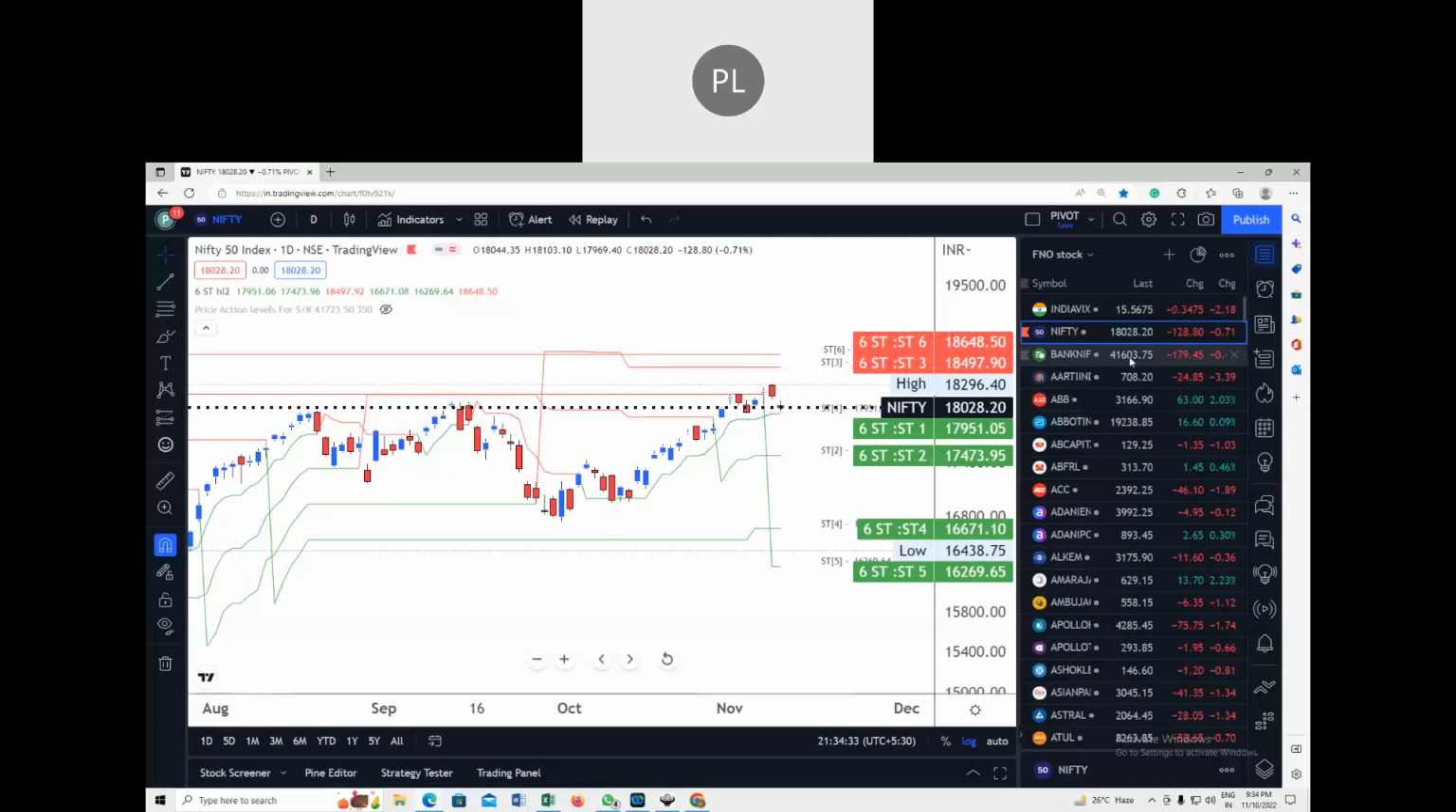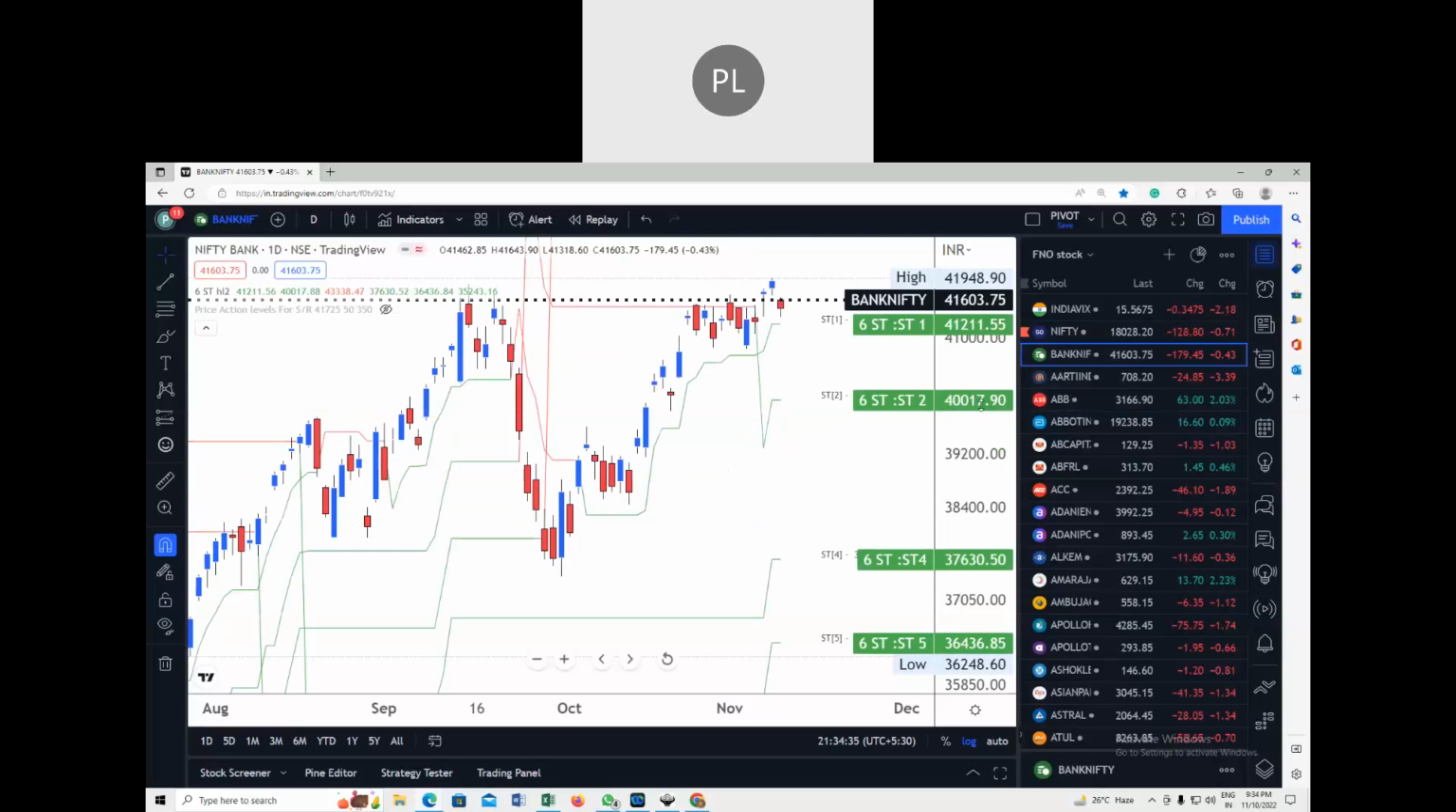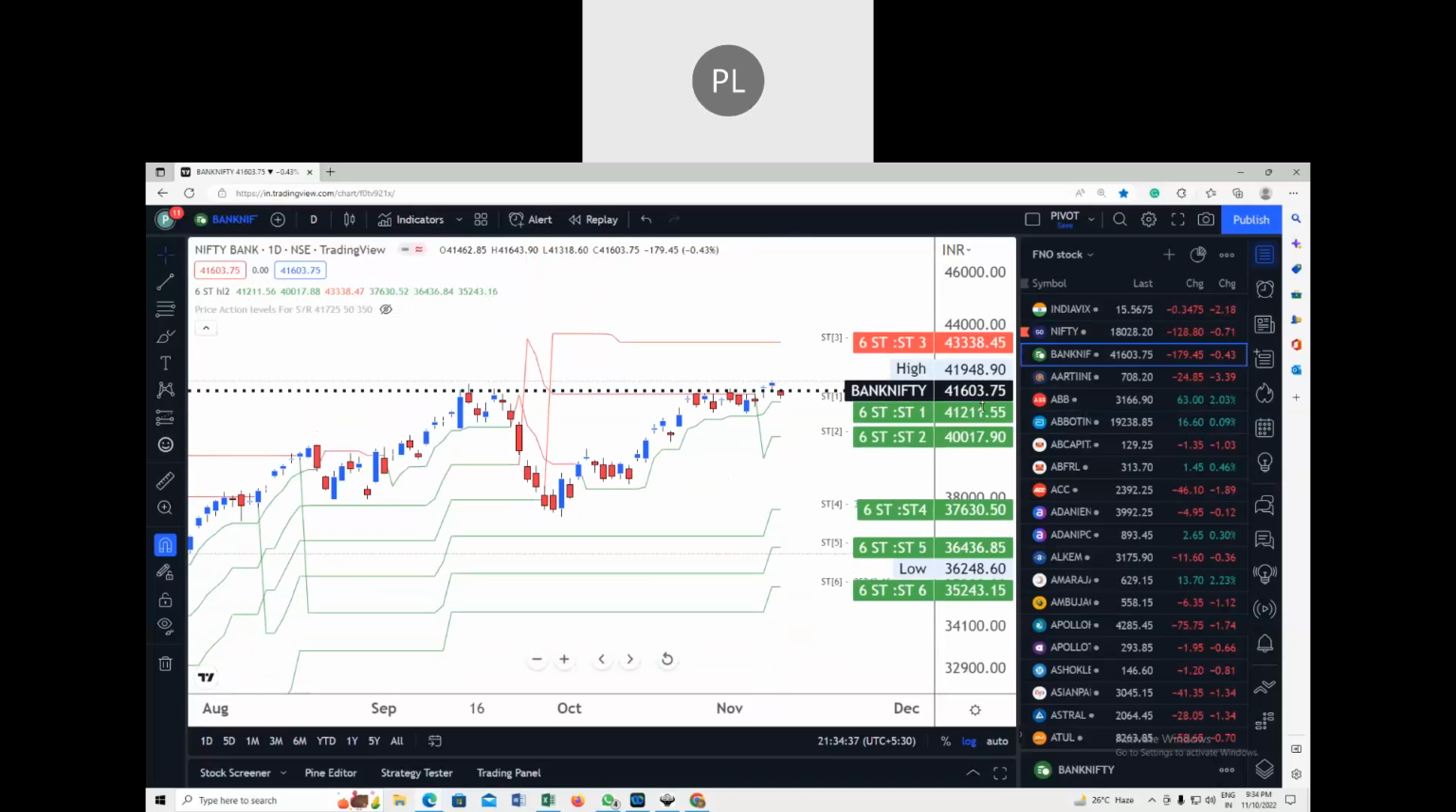Similarly, Bank Nifty has one resistance at 43,338 and the support is at 41,211. The low was 41,318.60, approximately 100 points away from your support, and then it bounced back in the end. Here you can see that there are 5 supports and here there is only one support.